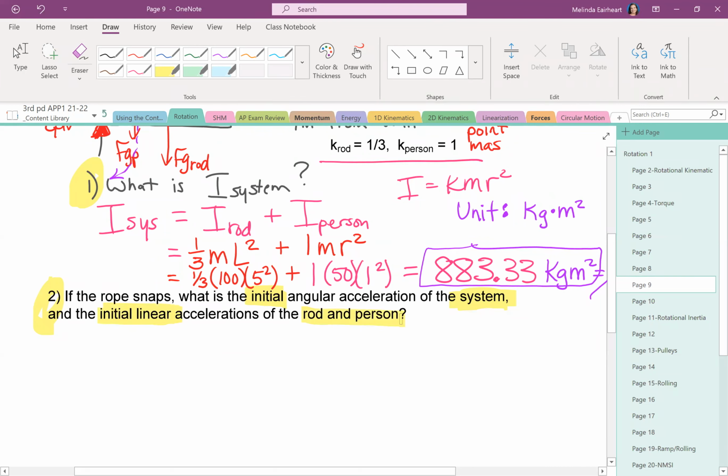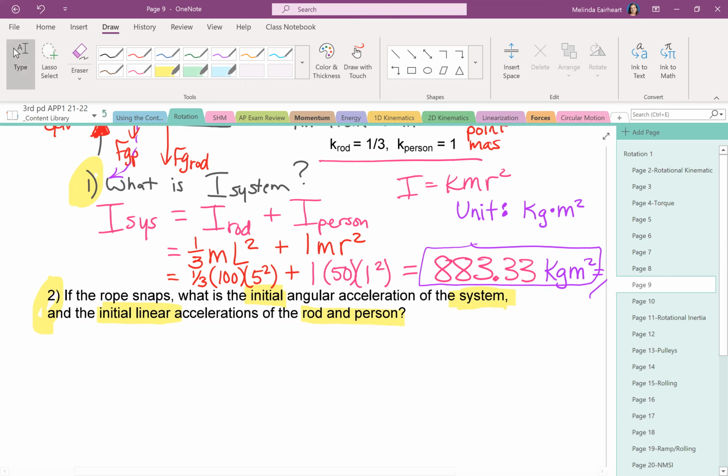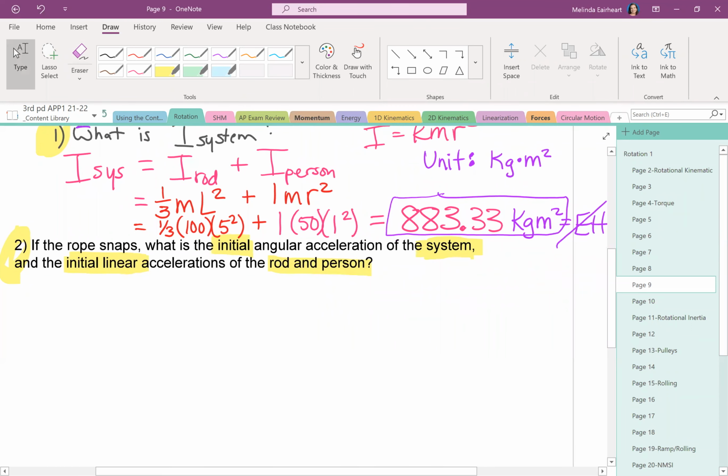Now, I know some physics problems will say, oh, we want rod and person, and then you do it and you get the same answer. They are different on this one. So there's 3 different answers that we're going to solve for here. Stay with me, this is the new stuff.